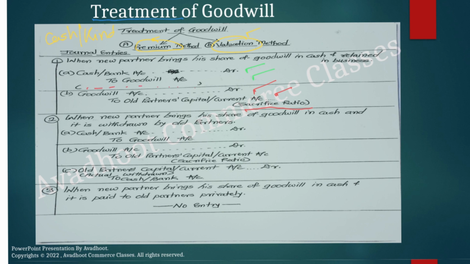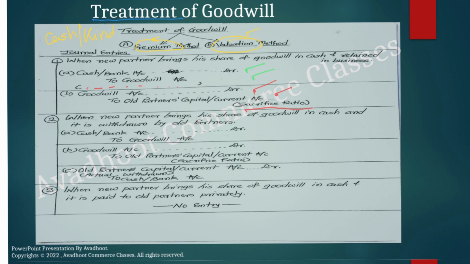Always keep that in mind. Now, suppose the new partner brings his share of goodwill in cash and it is withdrawn by the old partners. That means first he brings the cash into the business as goodwill, and the goodwill is kept in the business. Two entries we have seen. Second, when he brings the goodwill amount in cash and it is withdrawn by the old partners, now there are three entries for this.